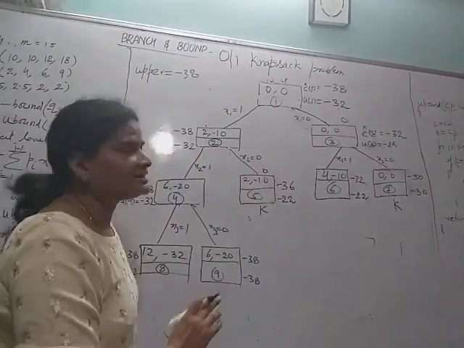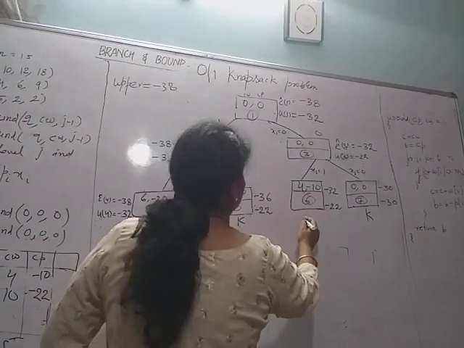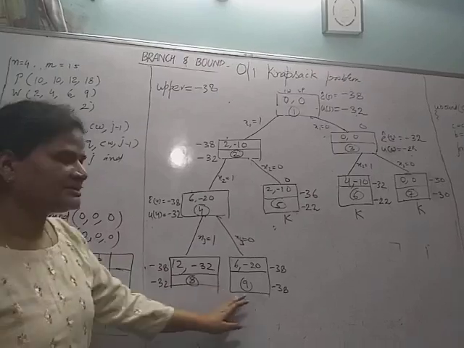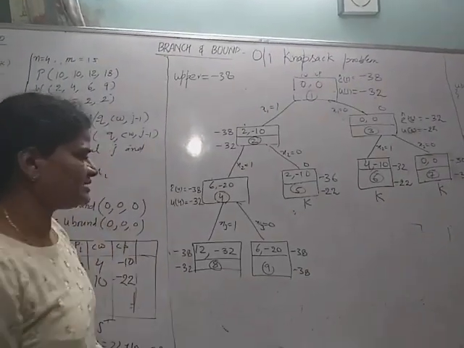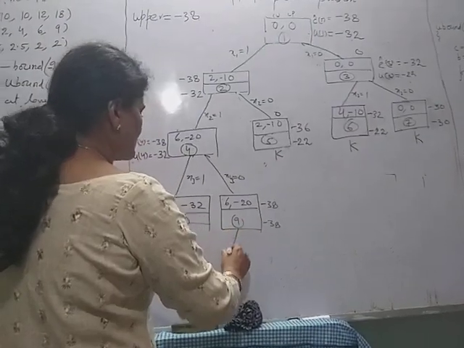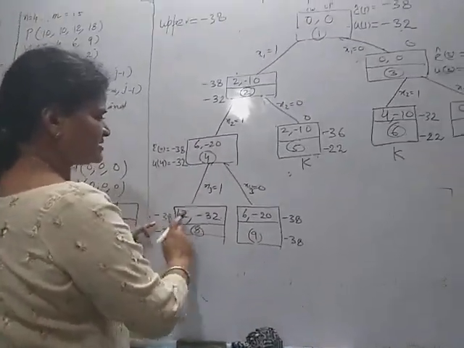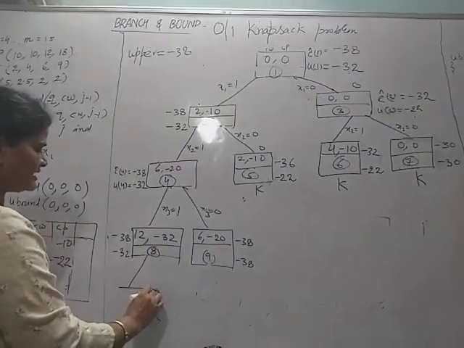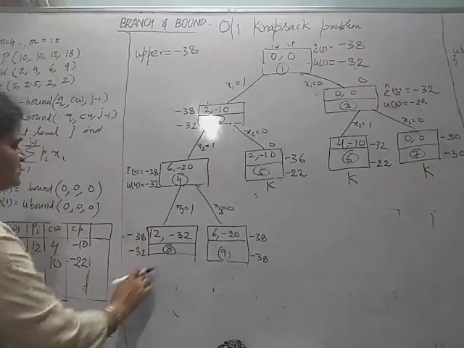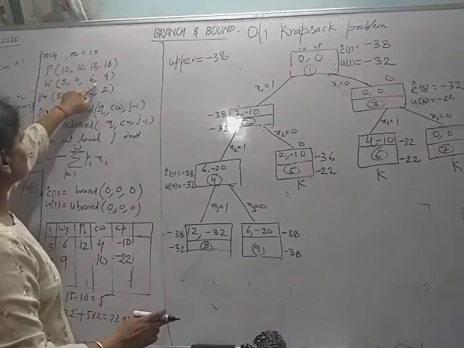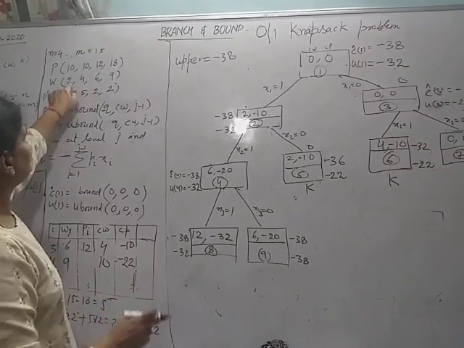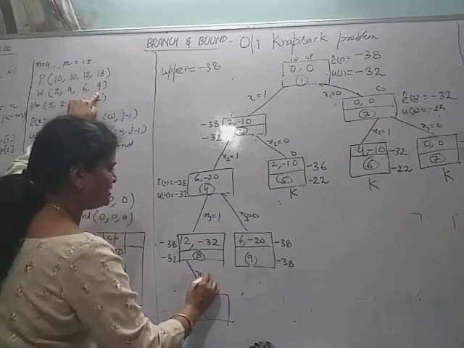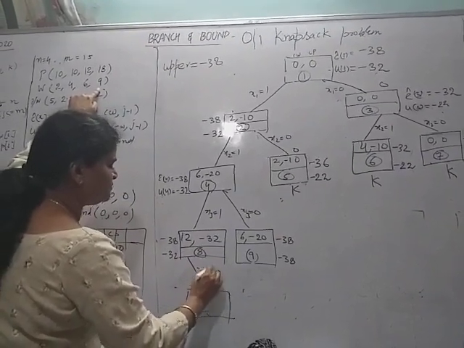Minus 36 is greater than minus 38. This minus 32 is also killed. Minus 32 is greater than that. So simply here again, I have the 2 nodes, and you can take here 8 or 9. But first 8, because this is FIFO. First this node will be expanded, but here x4 cannot be included now. At present x4 cannot be included because 12 plus 9.